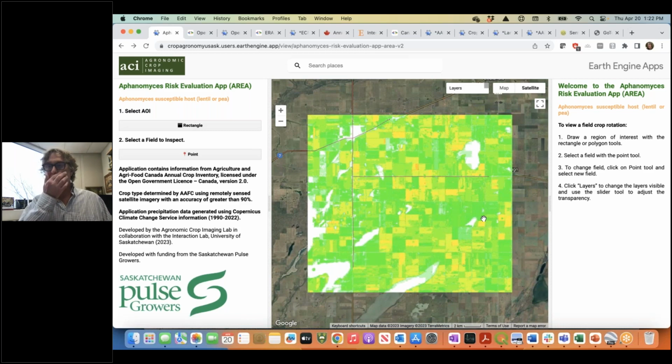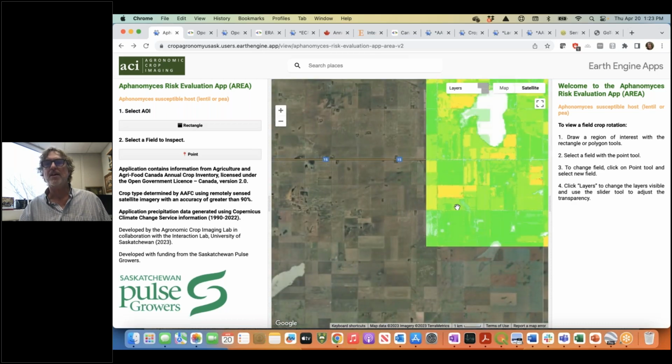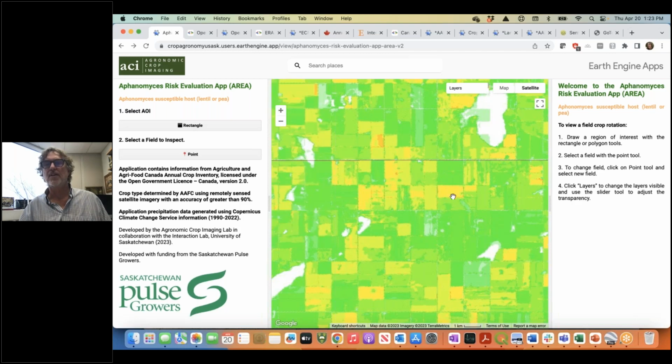What we see coming up now is basically our first screen, showing you just how often lentils or peas have been grown in the different fields in that area over time. Going from light green to yellow to dark green to yellow to red means that you have a higher frequency of pulses in rotation.